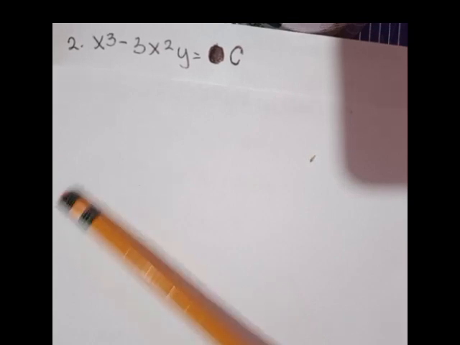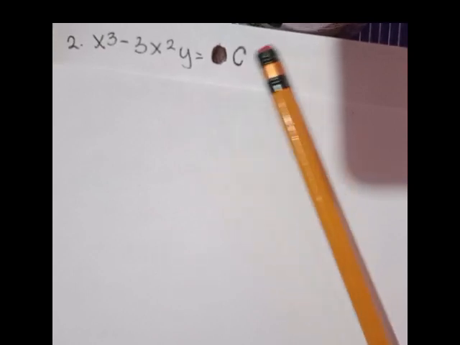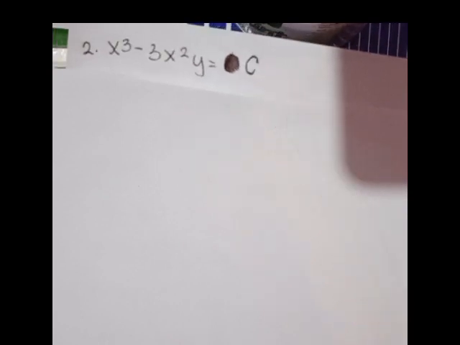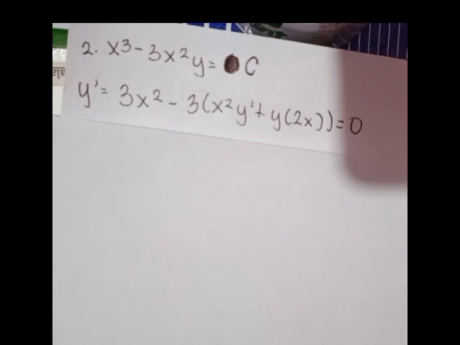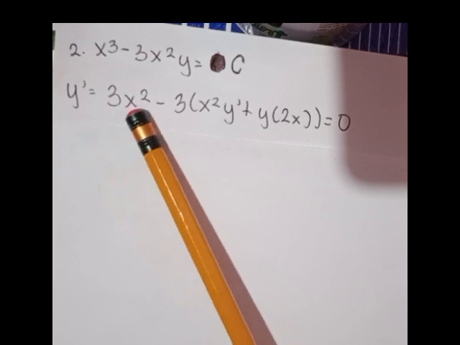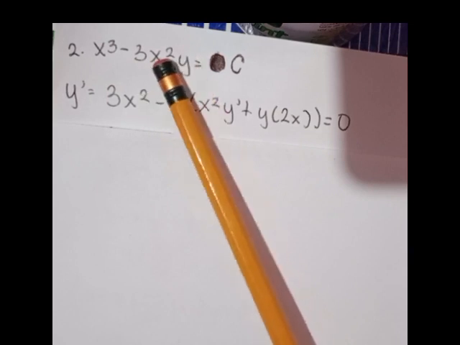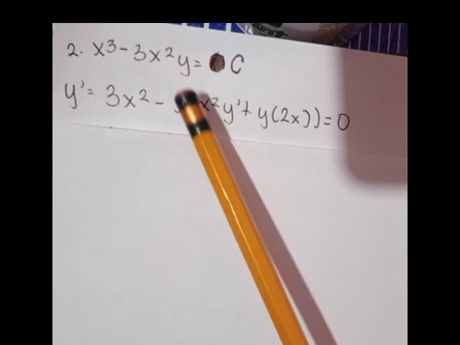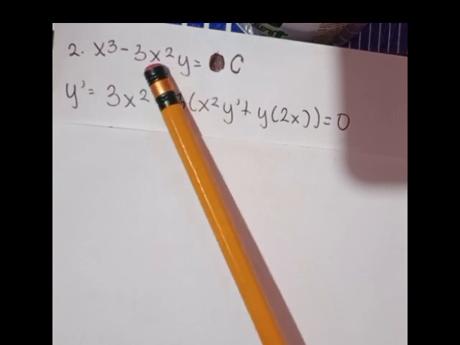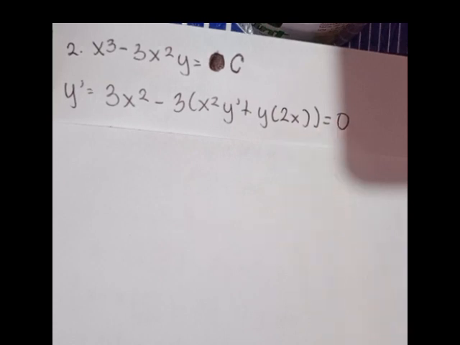In our second example, we have x cubed minus 3x squared y equals c. So in this case, we have only one arbitrary constant, which is c. Therefore, we need to derive this given function once. So the first derivative of this given function is the derivative of x cubed, which is 3x squared, minus the derivative of 3x squared y, which is 3 times, copy the first variable and then get the derivative of y, which will become y prime, plus copy the second variable and get the derivative of the first variable, which is x squared, and it will become 2x, equals 0.